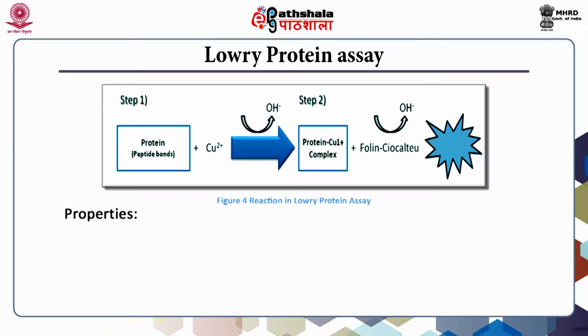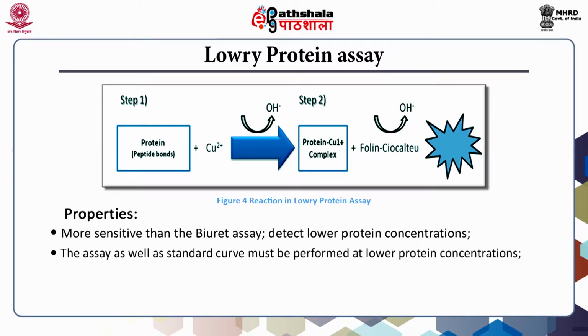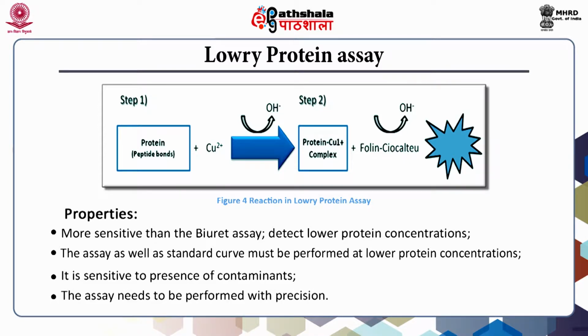Let's see the properties of the Folin-Lowry method, another method commonly used for routine assay. It is more sensitive and can detect lower concentrations of protein, from 0.01 to 1 milligram per milliliter. The assay as well as the standard curve must be performed at lower protein concentration since the linear dependence is achieved only at low protein concentration. But as it is a modified Biuret method, it is sensitive to the presence of contaminants, and many more. The assay needs to be performed with high precision.